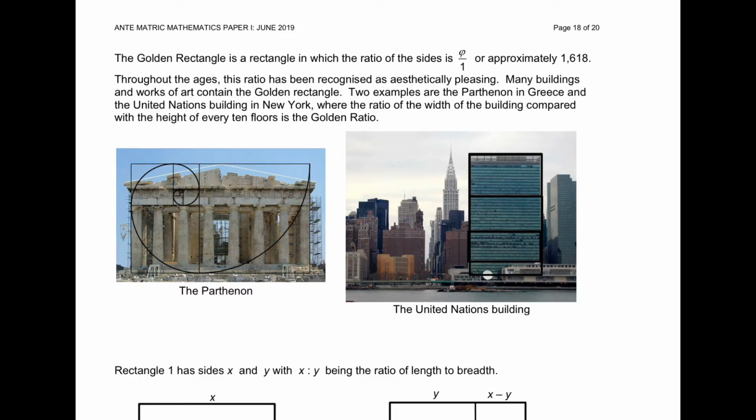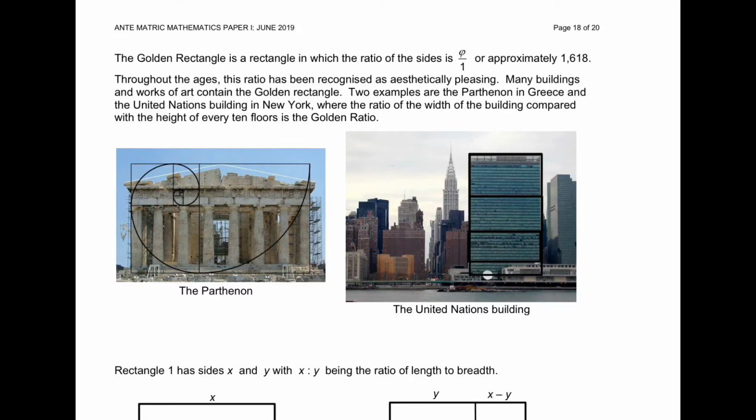More on the golden ratio. Over the page, the golden rectangle is a rectangle in which the ratio of the sides is phi over 1, or approximately 1.618. Throughout the ages, this ratio has been recognized as aesthetically pleasing. Many buildings and works of art contain the golden rectangle. Two examples are the Parthenon in Greece and the United Nations building in New York City, where the ratio of the width of the building compared with the height of every 10 floors is the golden ratio.